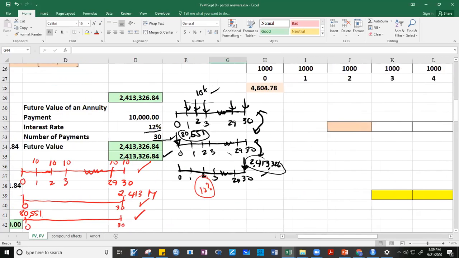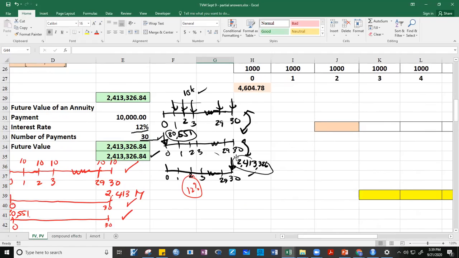So meron kang ditong 10,000 tapos sa dulo 2413, given sa iyo na ang interest is 12%, tanong, ilang years ilang years nyo muna kunyari magdi-deposit ka, how many years do you have to deposit so that at the end of 30 years, you get 2.413 million.